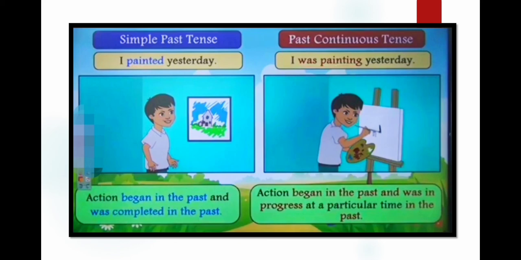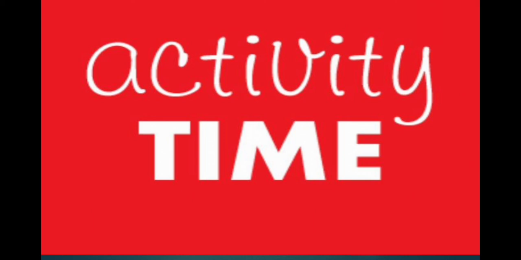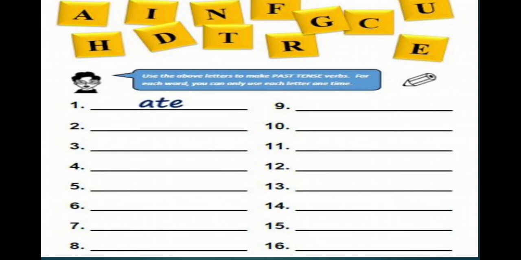Now, children, this chapter is completed. It's time for an activity. You have to do this activity in your rough copy. Students, in this activity, you all have to use above letters, that is A, I, N, F, G, C, U, H, D, T, R, E to make past tense verbs. For each word, you can only use each letter one time. I hope this activity is clear to you all.